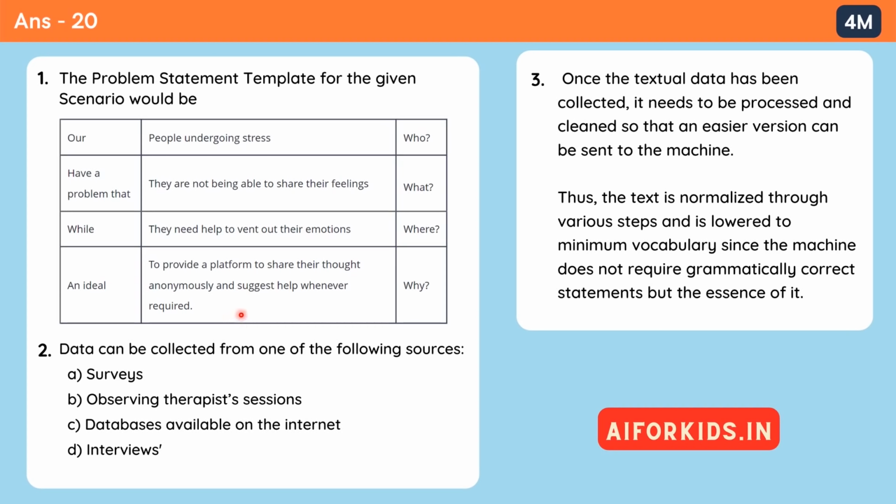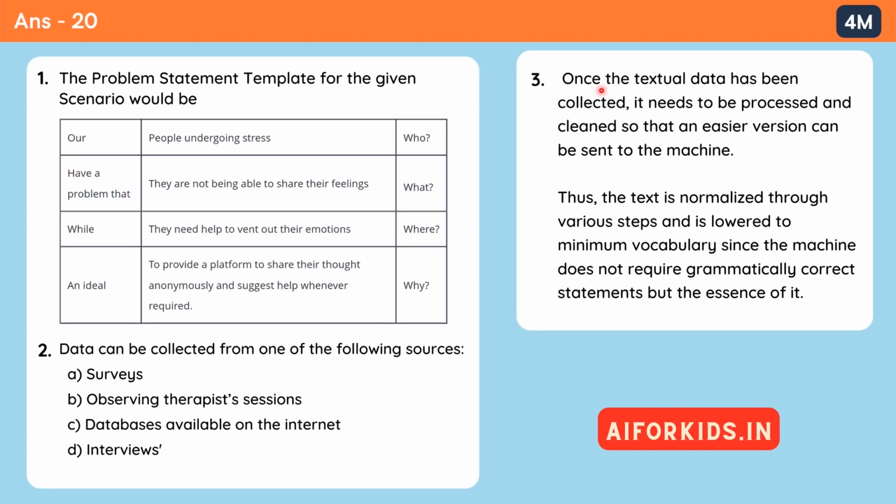Now the second question: mention any 2 sources of data. We have mentioned 4 here, you can take any 2. Data can be collected from one of the following sources. A, surveys. B, observing therapist sessions. C, databases available on the internet. And D, interviews.